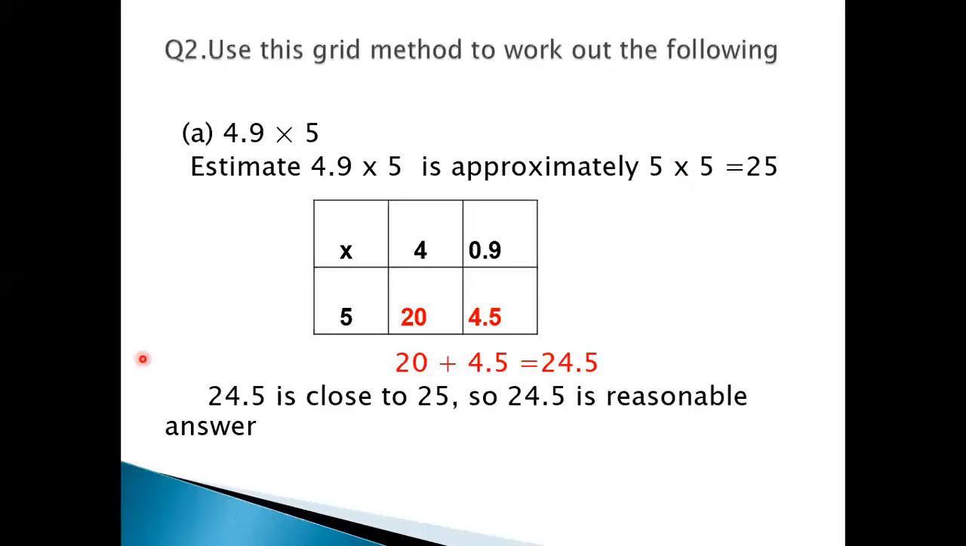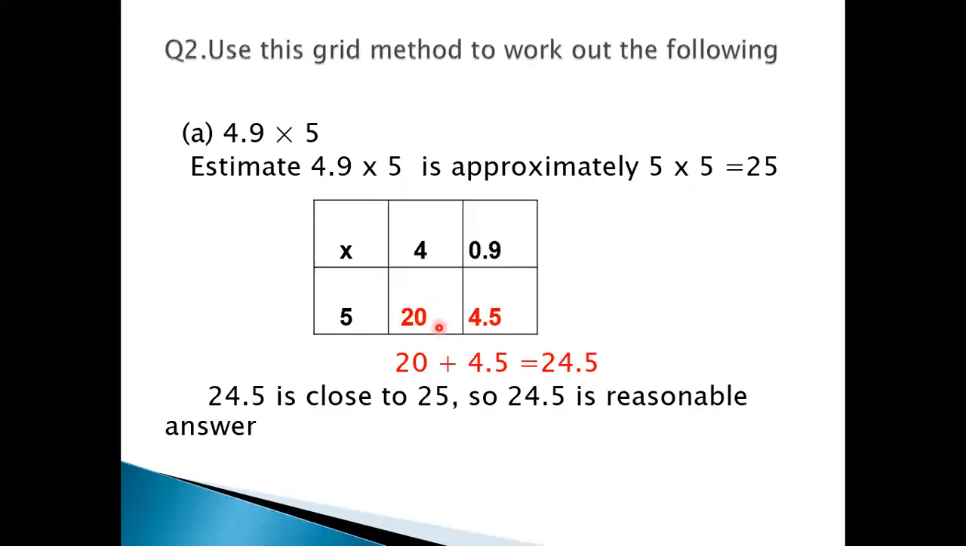Now to get the exact number, we will use the basic operation of multiplication. Number 4 here, 0.9 in the next column. Then write the multiplier, which is 5 here. 5 multiplied by 4 gives 20. 5 multiplied by 9 gives 45. Simply put the decimal here. It will become 4.5.